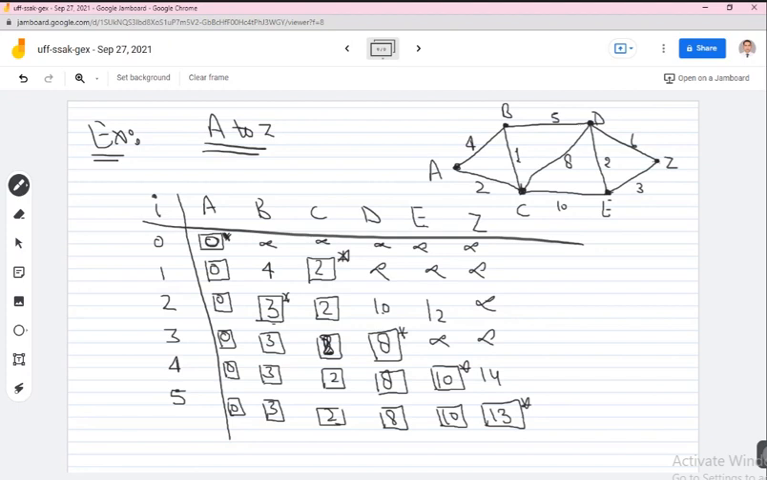So what is the path length? The path length is 13. And what is the route?